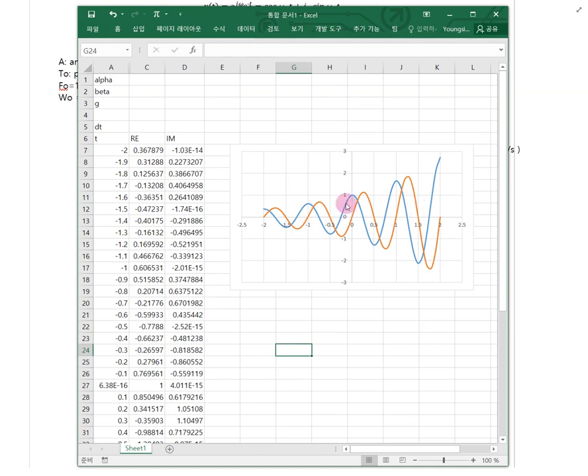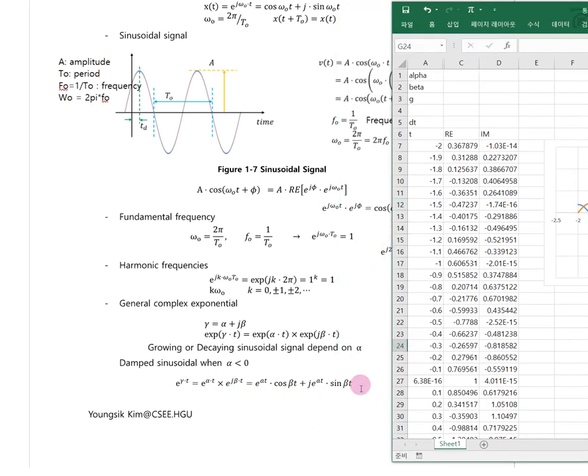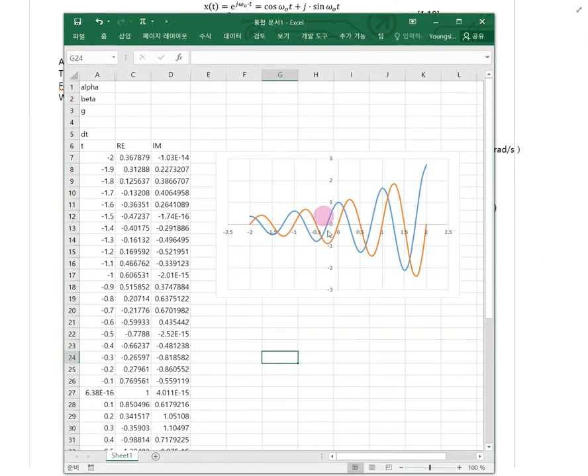The real term follows the cosine signal. You can see here the real term follows the cosine. So at time t equals 0, it has some value. But the imaginary term follows the sine curve, so at t equals 0, it should be 0. The orange one passes through the origin at t equals 0.